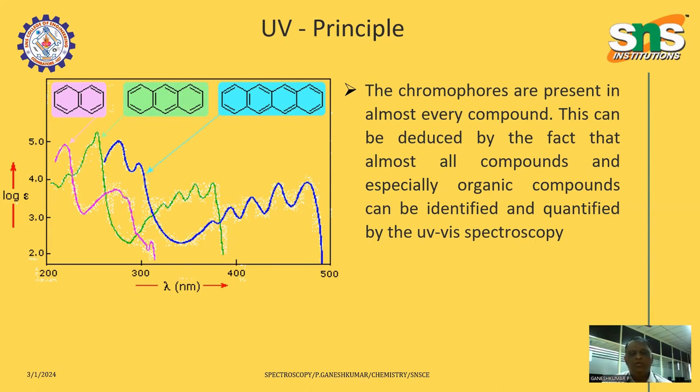So when the chromophores increase, and chromophores are almost present in every compound, this can be deduced from the fact that all compounds, especially organic compounds, have this as a major factor to shift the absorption wavelength to the higher region.